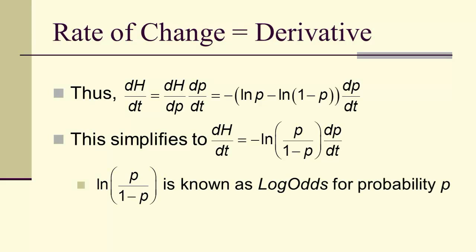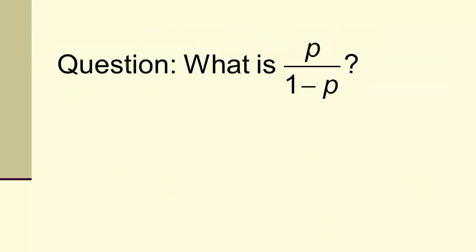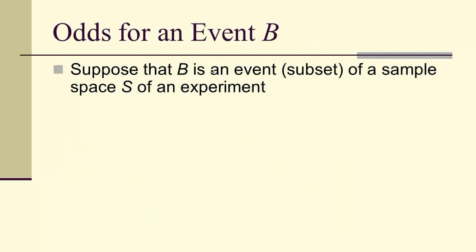The log of p over 1 minus p is known as the log odds for probability p. In particular, we're saying that the log odds of P is the natural log of P over 1 minus P. But what is P over 1 minus P? If P is the probability of an event B occurring, then P over 1 minus P is the odds of B occurring. So let's look at this concept of odds.